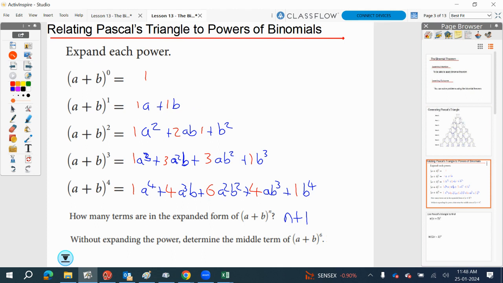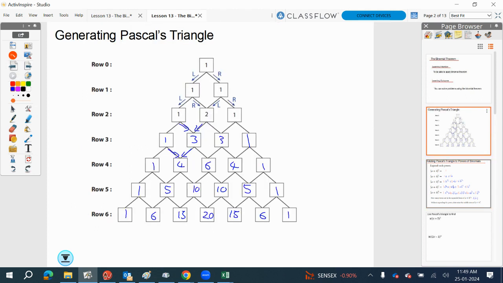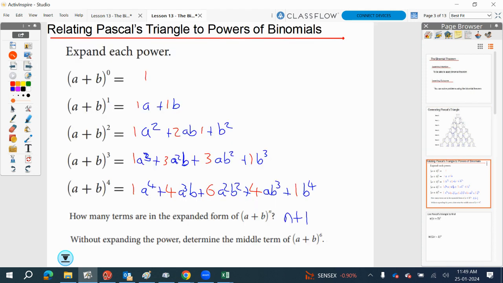Without expanding, what is the middle term in a plus b to the 6? Hold on, don't think out loud. So here's row 6. What's the middle coefficient? 20. What's the middle term when we're to the 4? 6, a squared b squared. So it's half.